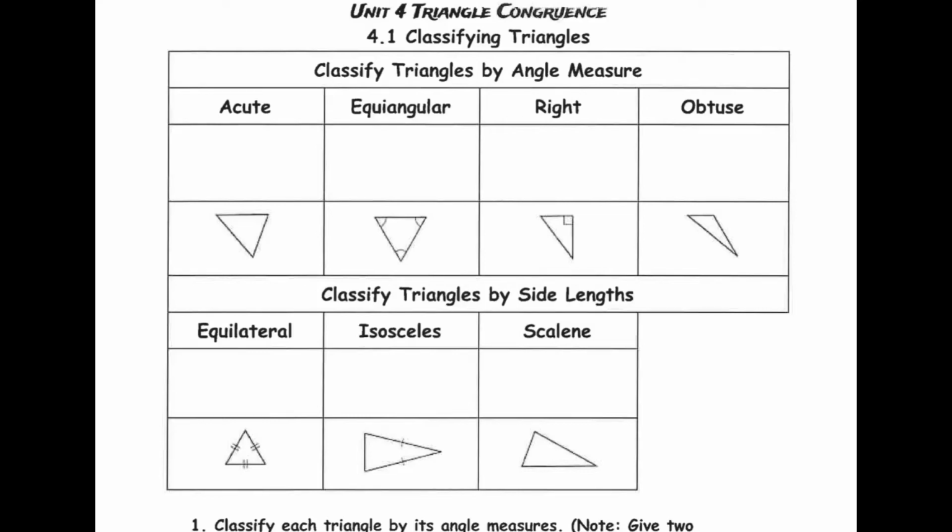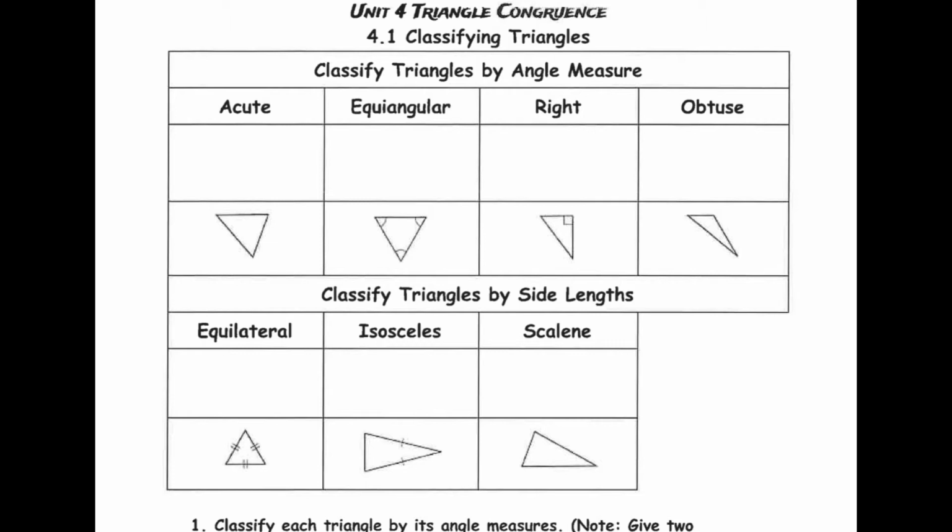Right, we are going to start Unit 4. It's all about triangle congruence. So 4.1, classifying triangles. This one's going to be pretty easy, and it's all stuff that you've really done before. So bear with us. We'll move through it pretty quickly, and then we'll move on.